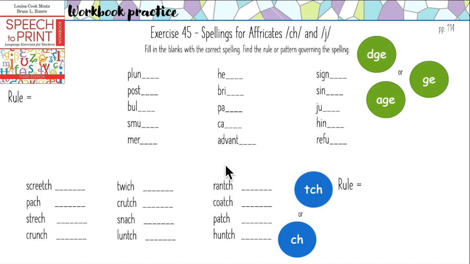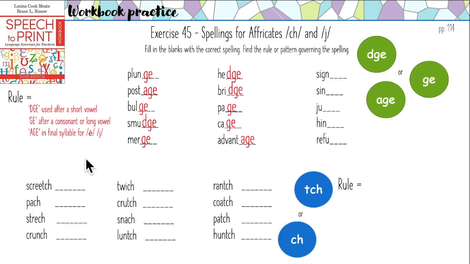Okay, welcome back. I know there's a lot of workbook practice on this one. So the rule that shows up is DGE is used after a short vowel. GE comes after a consonant or a long vowel. And AGE is a final syllable for edge. So we've got a morpheme. We've got a phoneme constraint here where it's going to be after a consonant or a long vowel, and then we have a protector thing happening. So you should have ended up with these endings. Again, that's a morpheme. That's a morpheme. That's a morpheme. So it's going to have a different rule on that. It's going to have two sounds.